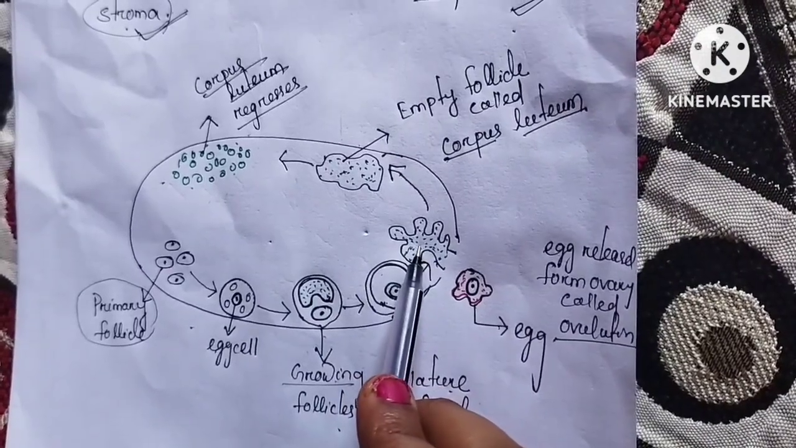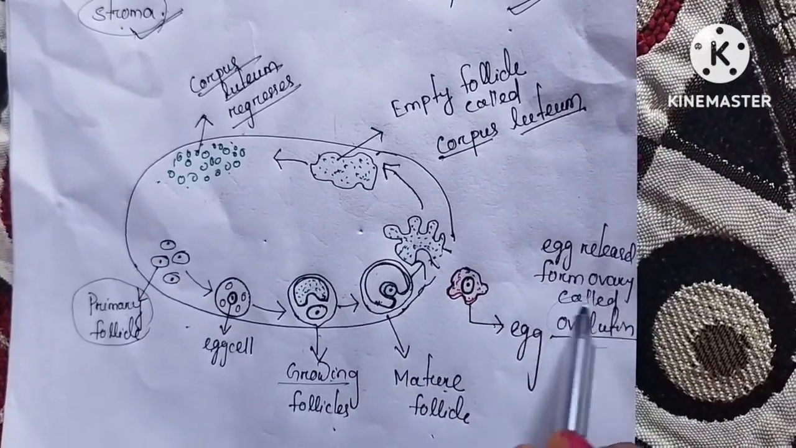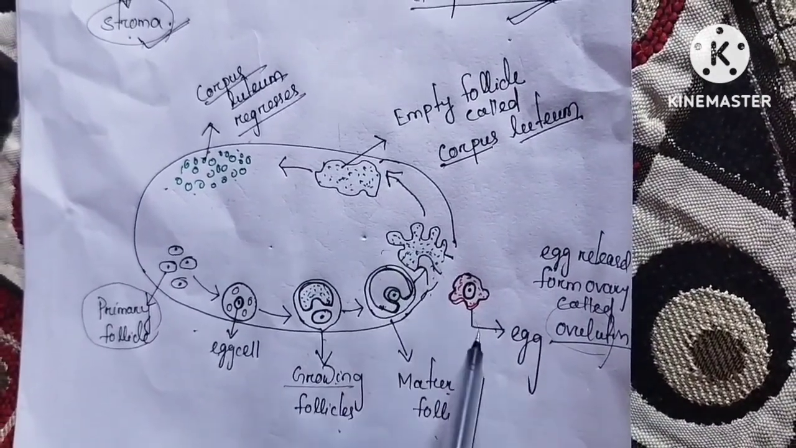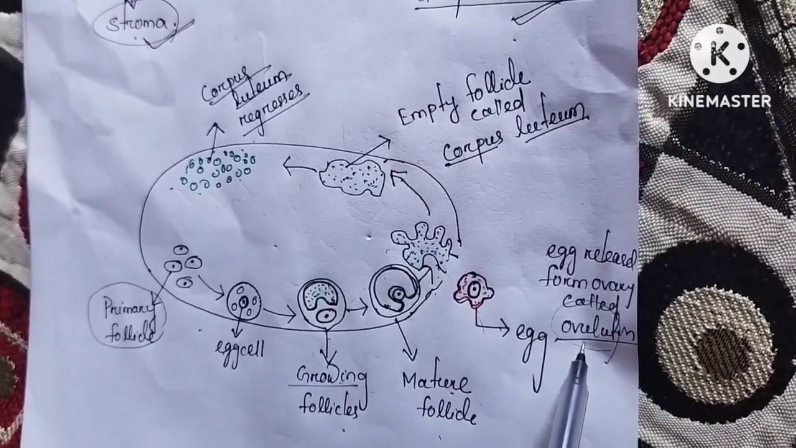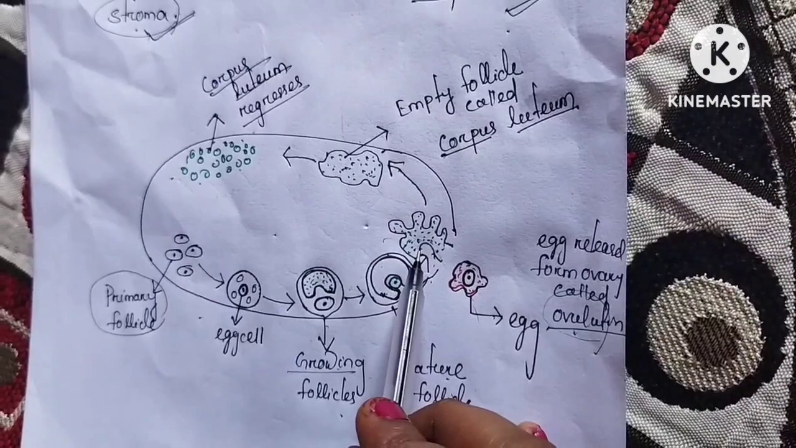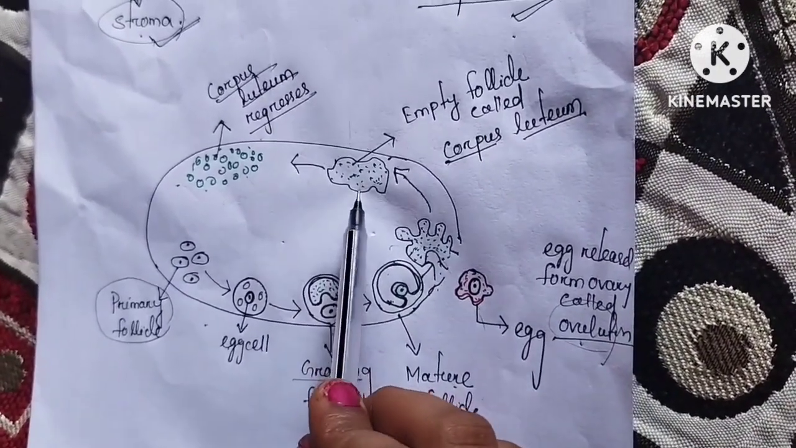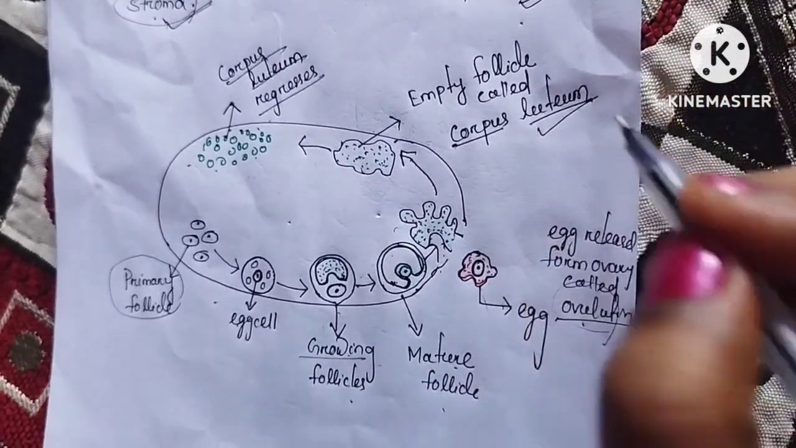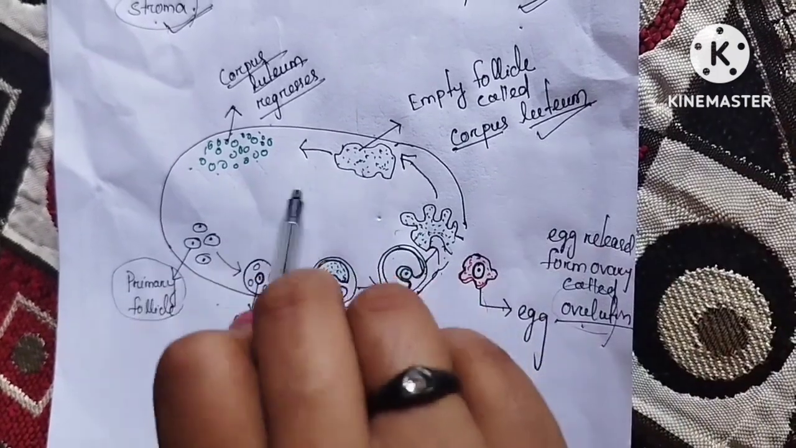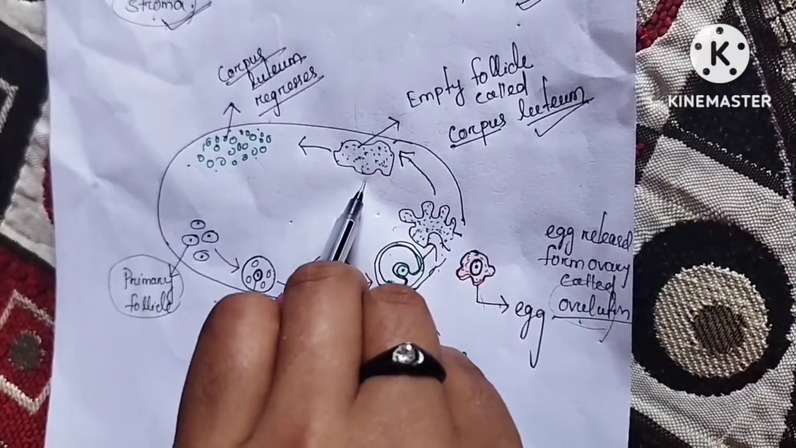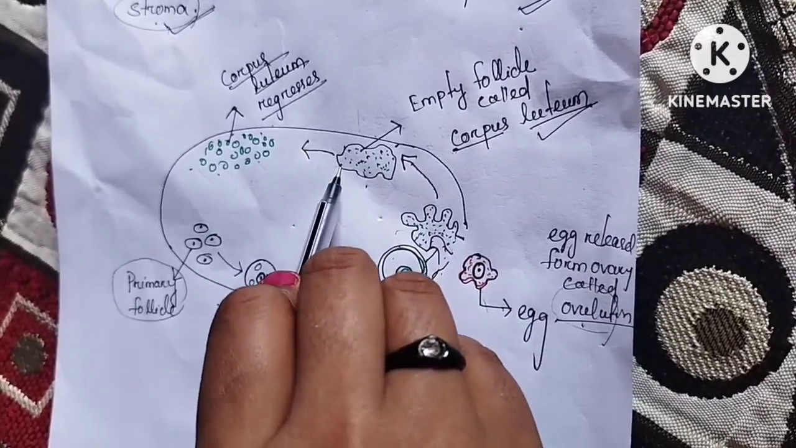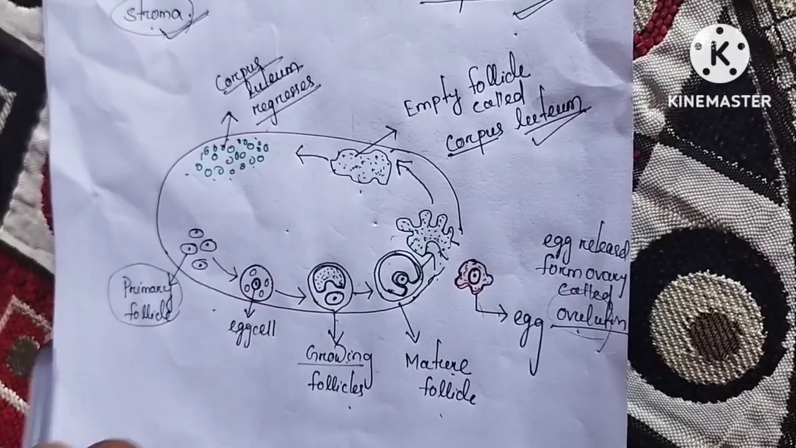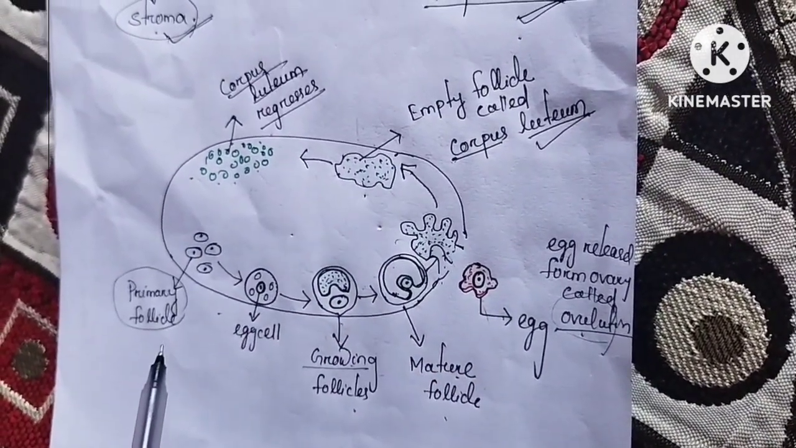the egg released from the ovary is called ovulation. After ovulation, the empty follicle is called the corpus luteum. Then after a few days, the corpus luteum regresses or degenerates. This is the structure of the ovary.